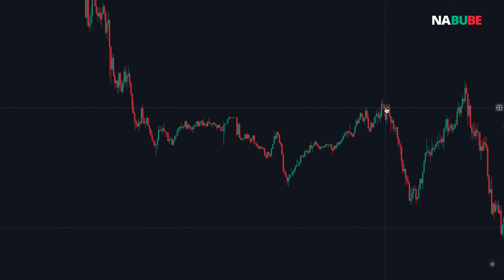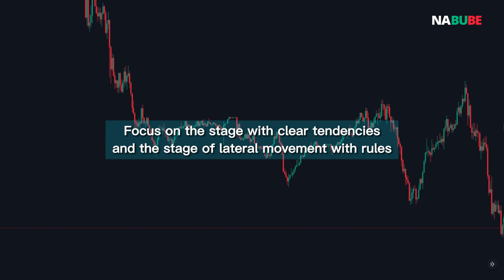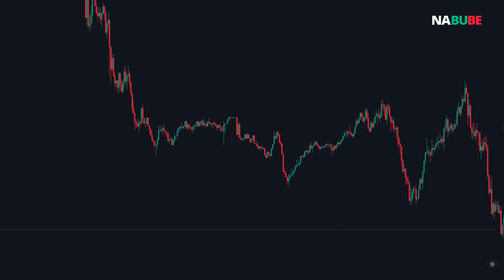So the first thing we need to do is to focus on phases with clear trends and sideways phases with rules, and stay out of the market during sideways phases without rules. You can easily spot such phases with the naked eye if you use charts without indicators. It may take some time to get used to at first, but practice gradually.